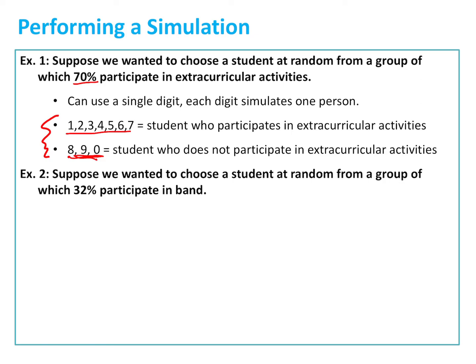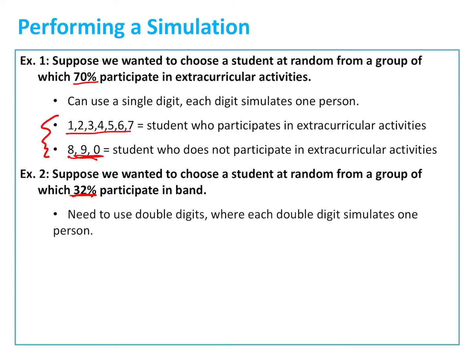Here's another example. Suppose we want to choose a student at random from a group of which 32% participate in band. With 32%, I'm not going to be able to use a single number. You'd have to have like 60, 50, 70%, something that's a whole. So with 32%, we're not going to be able to use a single digit, so we're going to have to use double digits, where each double digit simulates one person.